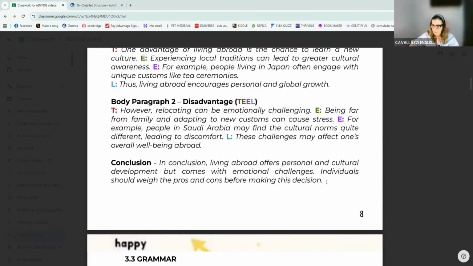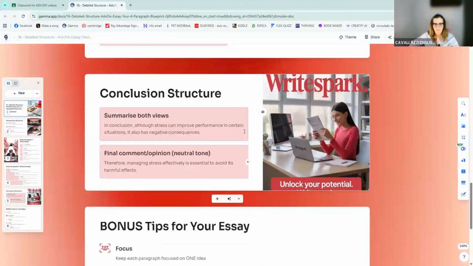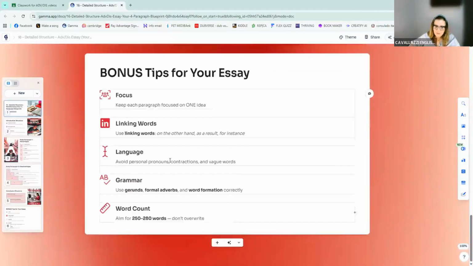So we have personally, comma, I believe that. Then you will give your opinion. So these are the 3 essential steps that are part of the conclusion. Summarize both views, final comment, which would be the main topics, and your opinion. Your opinion, and don't forget to focus on both sides, both the advantage and the disadvantage.